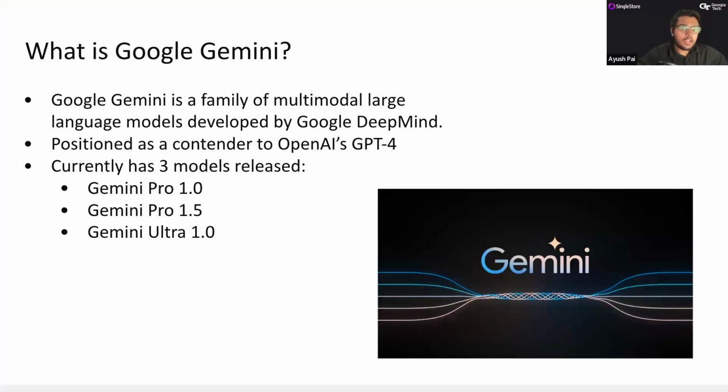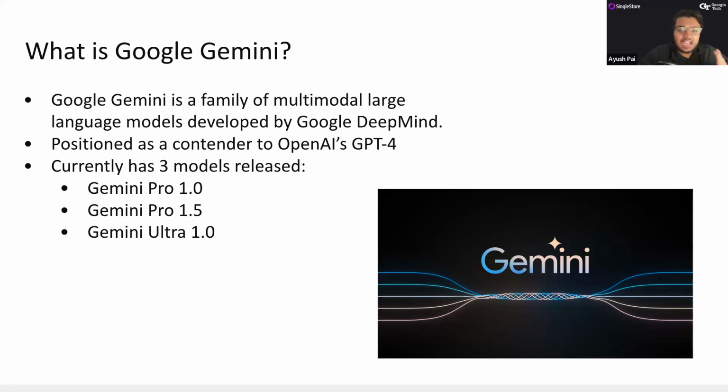So what is Google Gemini, right? Google Gemini emerges from DeepMind's foray into advanced AI. DeepMind is a subsection of Google, and it represents a suite of multimodal large language models. These models are really adept at processing and generating content that spans various forms of data. So you have text, images, eventually audio, videos as well.